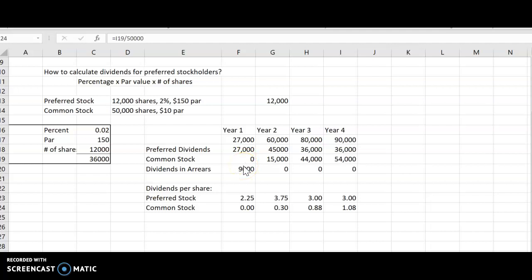Cumulative means if we didn't pay them in the current year, we get this dividends in arrears. That's what cumulative means. You can have non-cumulative preferred stock, and what that means is if you didn't pay them the full dividend, you will pass the dividend, so there will be no dividends in arrears. But if it doesn't tell you, you always assume that it is cumulative preferred stock.